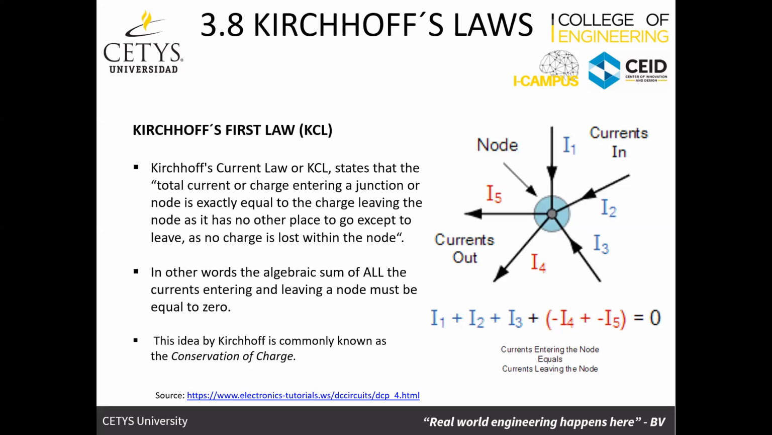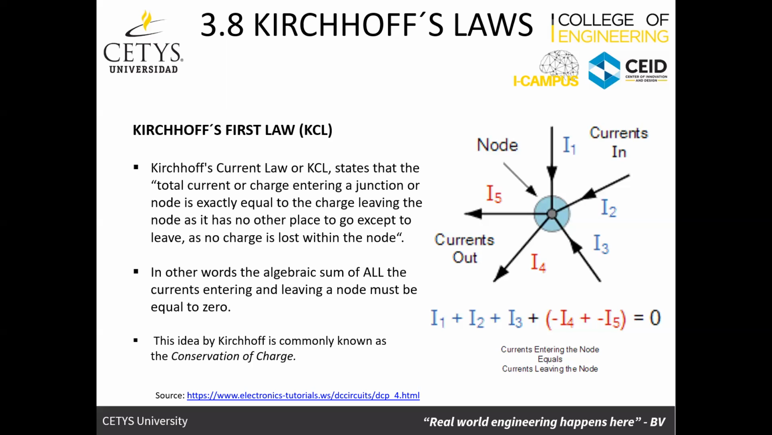And there's two ways to interpret this law. If we're going to write it down as an equation, you can say the sum of the currents going in is equal to the sum of the currents going out. That's one way to write it mathematically. The other way is to say what's going in is positive, what's going out is negative, and the algebraic sum of everything has to be equal to 0.